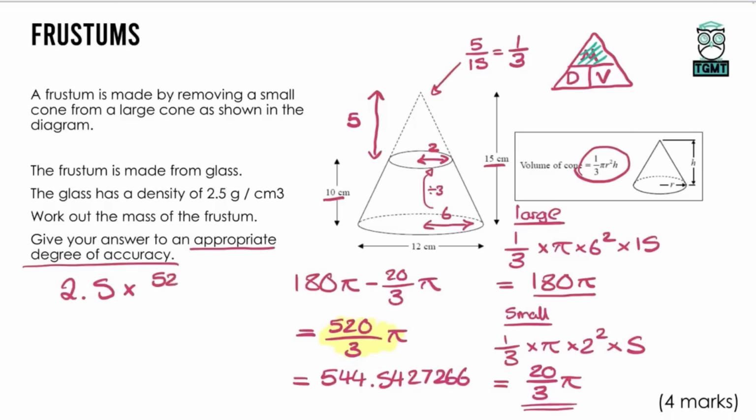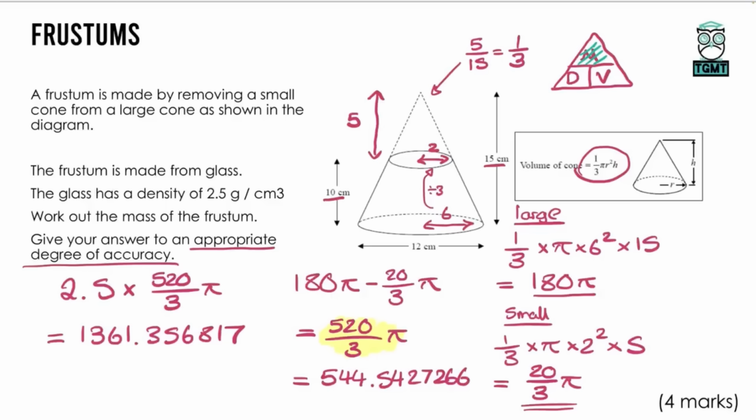So 520 over 3 pi that we're going to times by 2.5, as that was our density, and we're doing density times volume. So times by 2.5, and that comes out as now a final answer. Now it does come out in terms of pi. However, it says to give your answer as a suitable degree of accuracy. So I'm going to write it now definitely down as the decimal version. So we get 1361.356817.